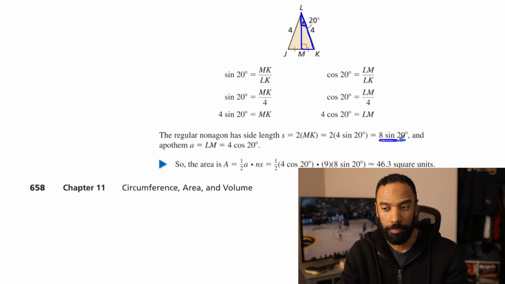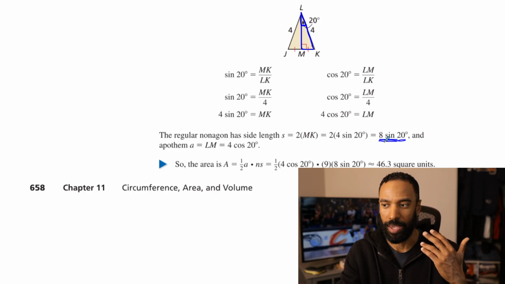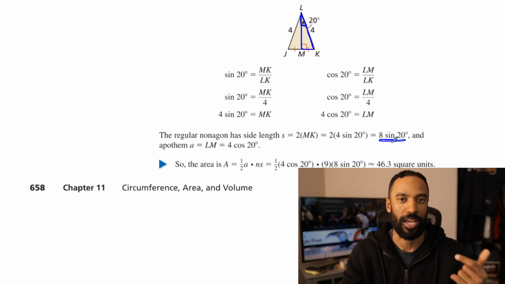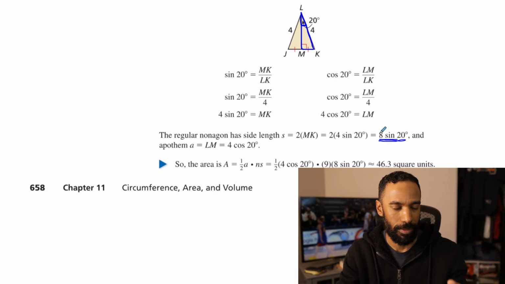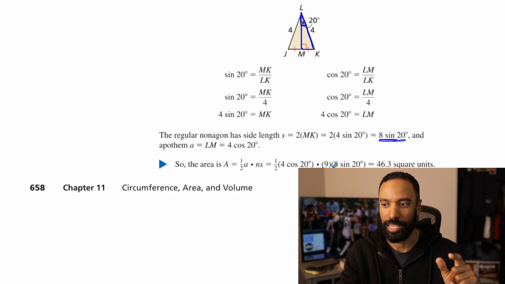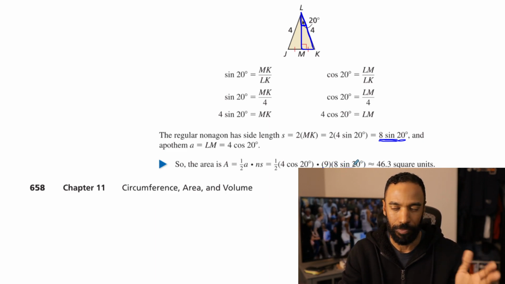If you want to get the perimeter, you're going to have to multiply 8 times sine of 20 by the number of sides, 9, and you get 72 times sine of 20. I don't see that here. I see that here, but I don't see them actually get the exact value, so we'll deal with it.